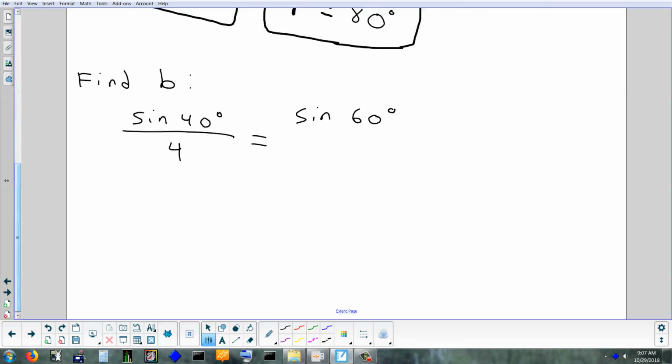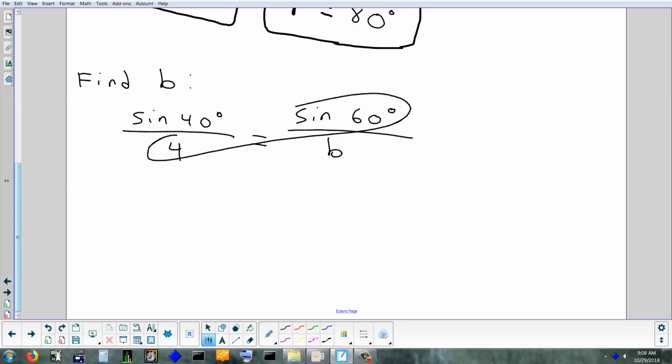If you set this up correctly, you've got 4 spots. 3 of them should be numbers. Only one of them should be a letter. And now we solve it. That's a proportion, just like having something like this. How do you solve a proportion? Cross multiply. So we're going to do exactly the same thing right here.